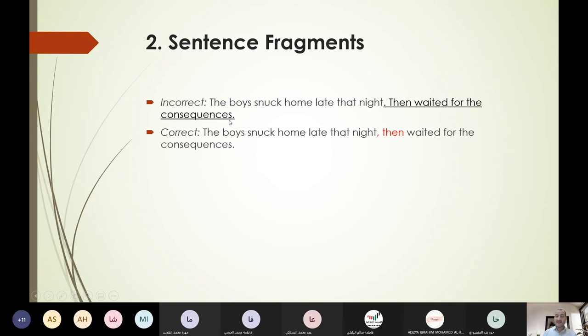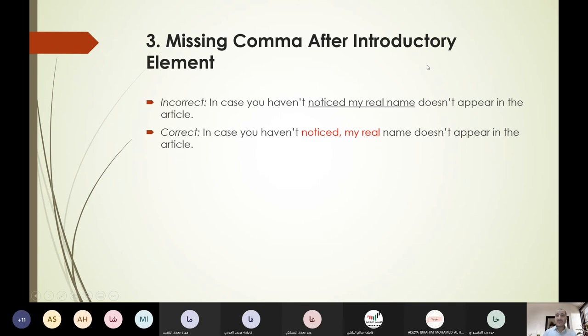You see, if you end with the full stop, that means we start another sentence. Then waited for consequences. Now, you should not use a fragment. Who waited for consequences? You mean the boys. In such a case, you use a comma afterwards, not a full stop. A comma means the boys snuck and the boys waited, and you don't have to repeat the subject. Use a comma. This is called a fragment. Missing comma.